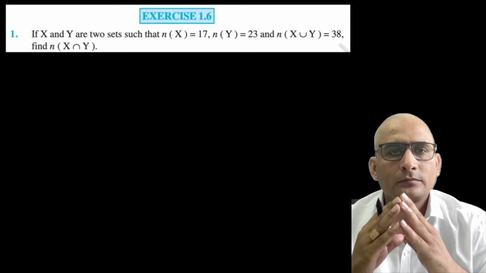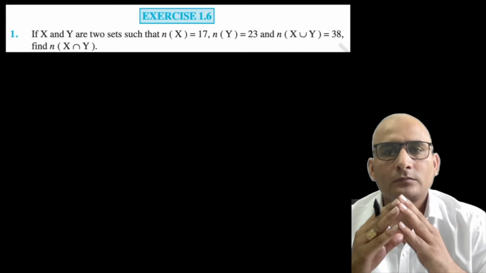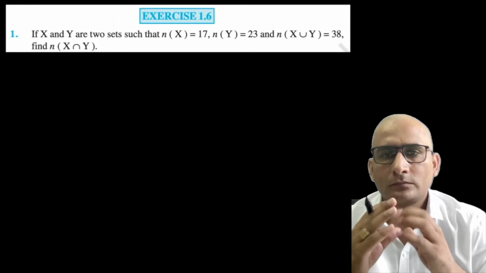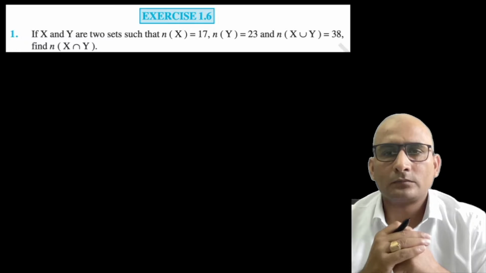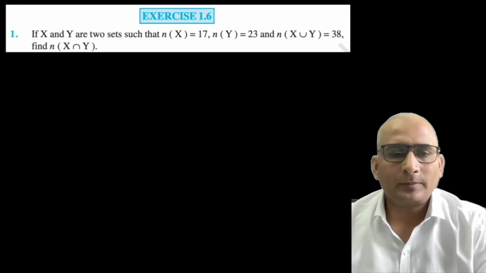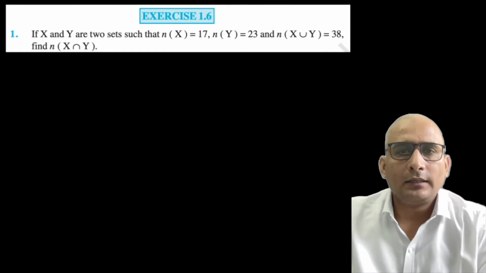If X and Y are two sets such that n(X) is equal to 17, n(Y) is equal to 23, and n(X union Y) is equal to 38, find n(X intersection Y). Now let me explain this question here. In this question, the given data is in front of you.